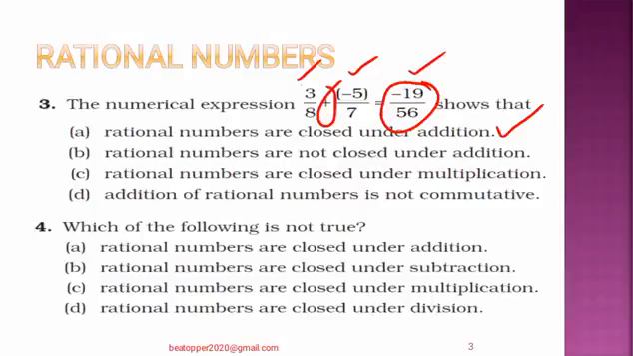Which of the following is not true? This is about the closure property. I have already discussed it. Rational numbers are closed under addition. They are closed under subtraction. They are closed under multiplication also, but not closed under division. So, not true is the answer D.